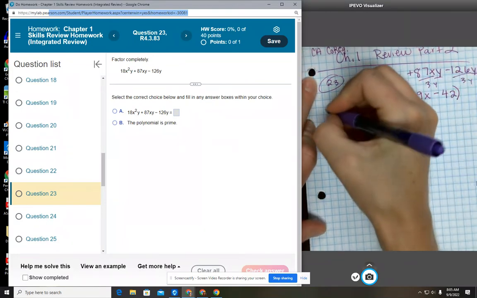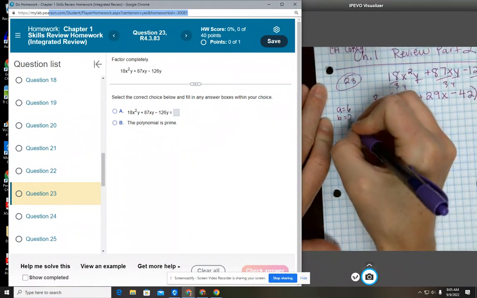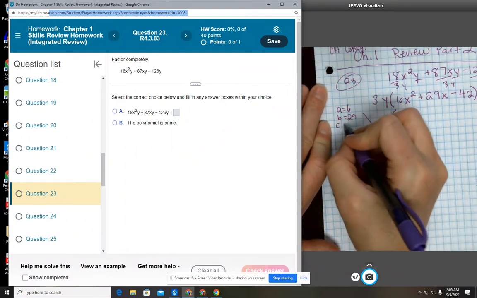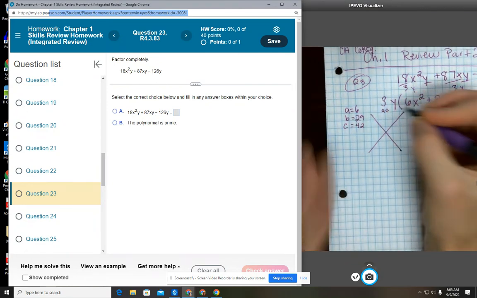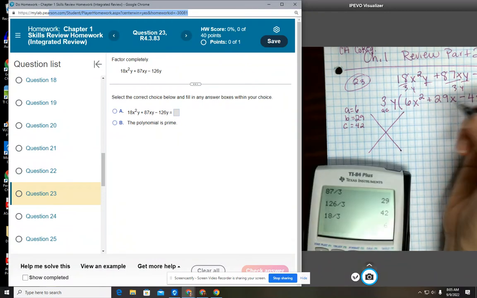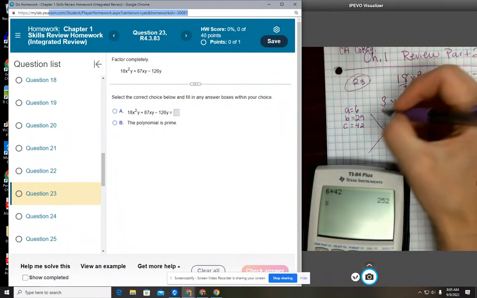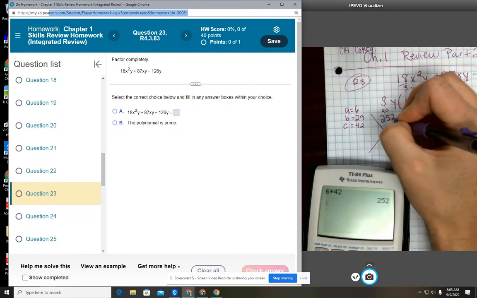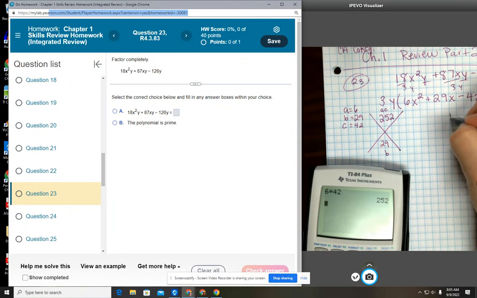So remember AC, A is 6, B is 29, C is negative 42. So up top, you're looking at the product of AC. So we would multiply 6 times 42 to get 252. And then B goes down here with the sum. So we're looking for a product of the 252 with a sum of 29.